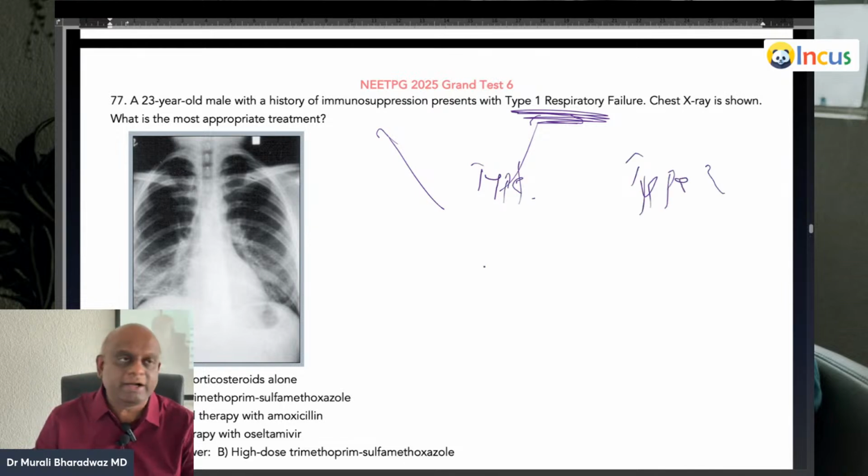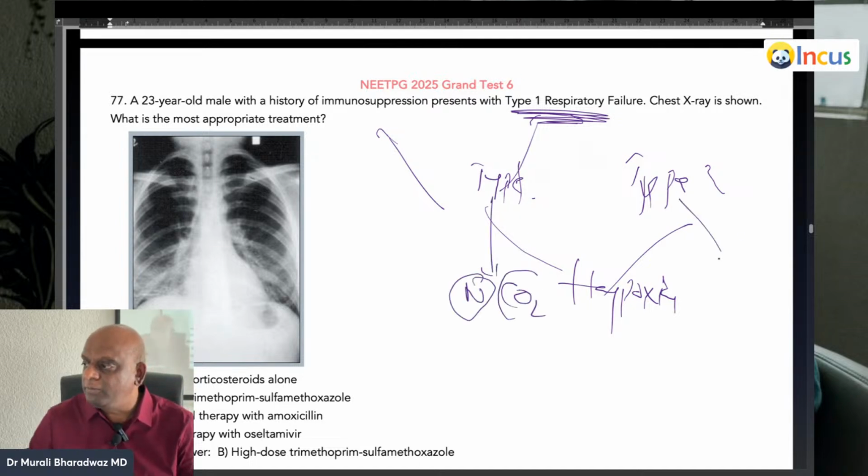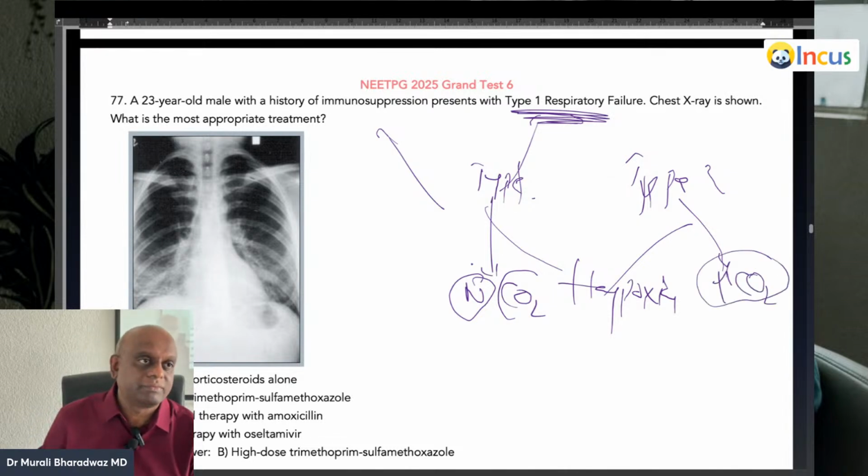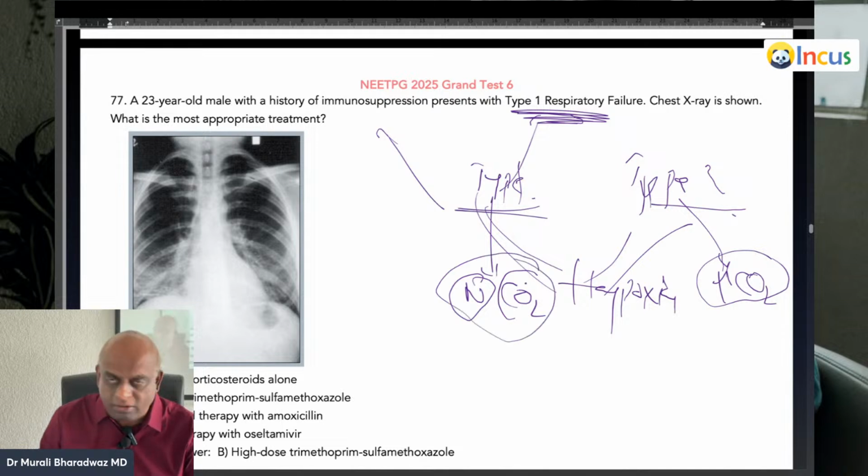Respiratory failure, type 1 and type 2. Both will have hypoxia. But type 1 will have normal CO2 and type 2 will have increased CO2. What is the difference between type 1 and type 2 respiratory failure? Both will have hypoxia, common. But type 1 will have normal PCO2, but type 2 will have increased PCO2.